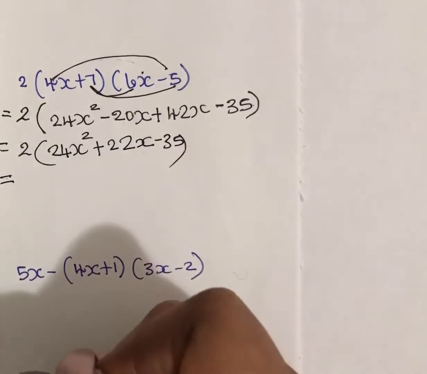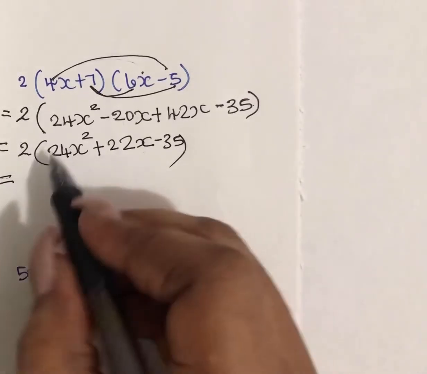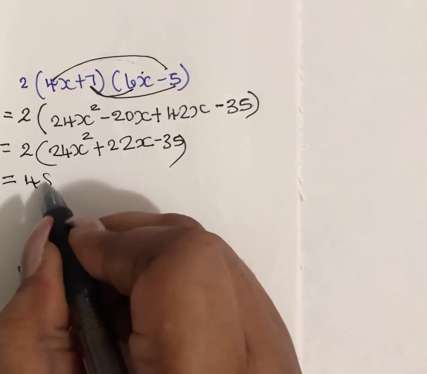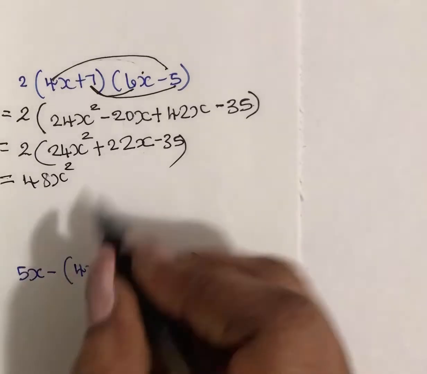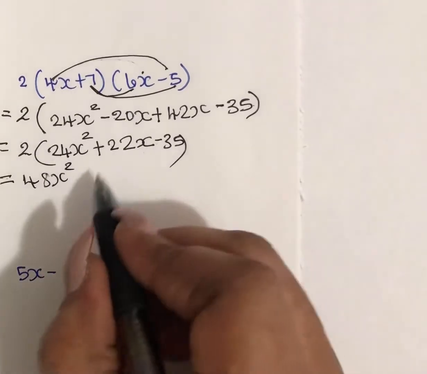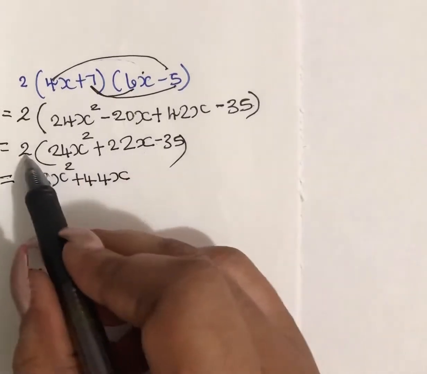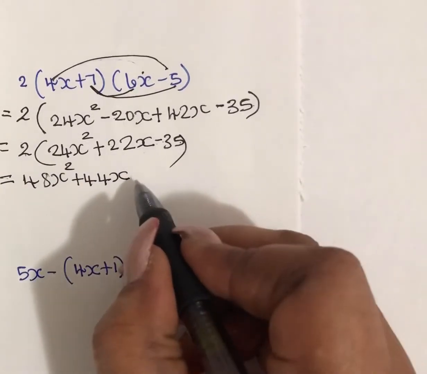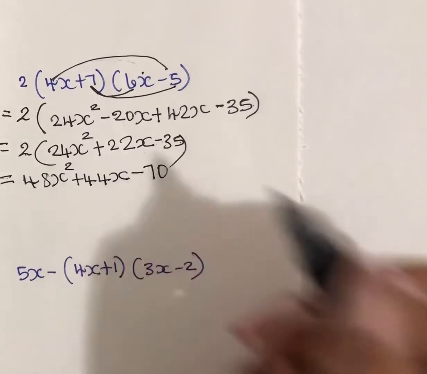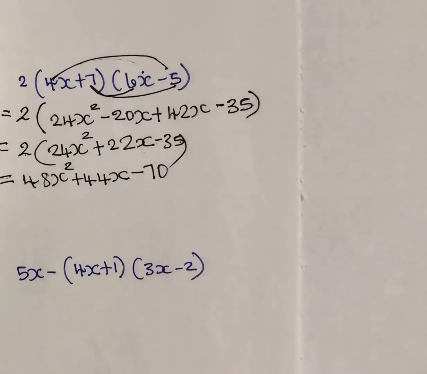Now I bring in my 2. 2 times 24 will give me 48. 2 times 22 will give me 44. And 2 times negative 35 will give me negative 70.